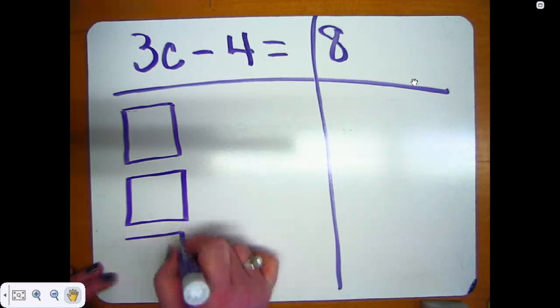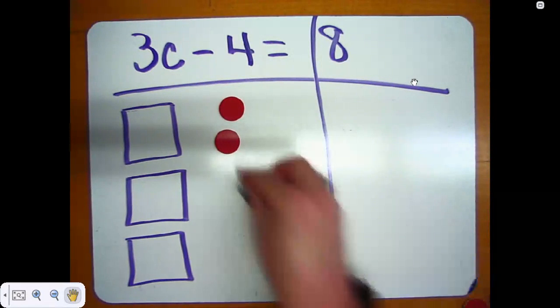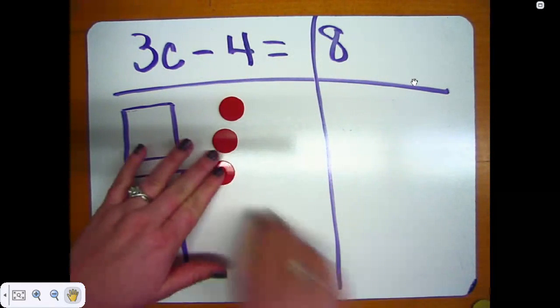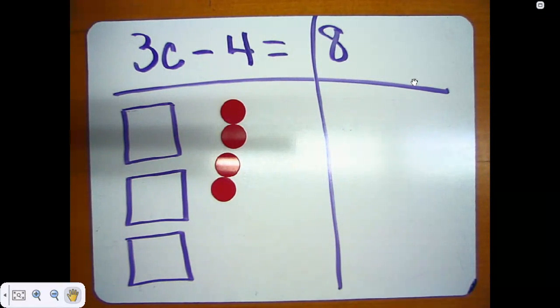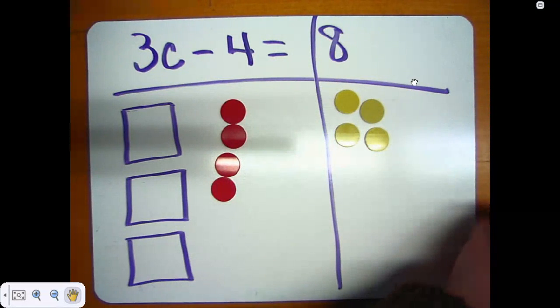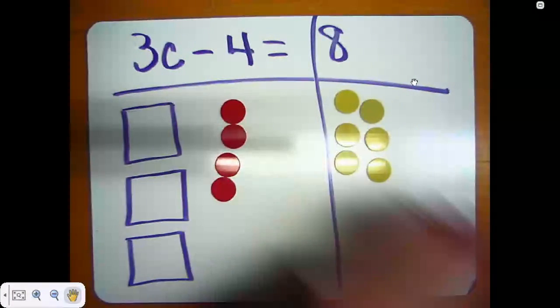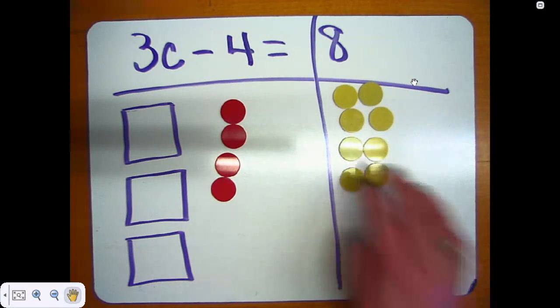1, 2, 3. So that would be my variable. And then I would model negative 4: 1, 2, 3, 4. And then I would model positive 8, which would be 8 yellow counters: 2, 4, 6, 8.